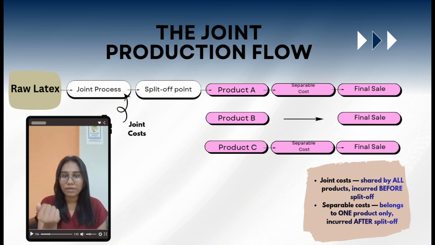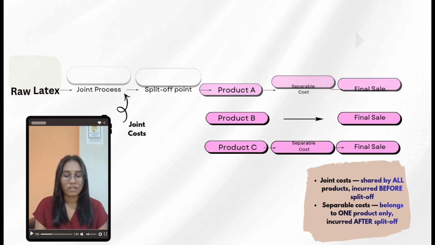Now look at what happens after the split off. Some products like product B here can be sold immediately, straight away, no extra work needed. But other products like product A and product C, they need a bit more processing before they are ready to sell. And those extra costs that come after the split off, we call them separable cost because they belong to only one specific product, not shared anymore. So the simple takeaway from this slide: joint cost before the split off, separable cost after. That's the foundation of everything.